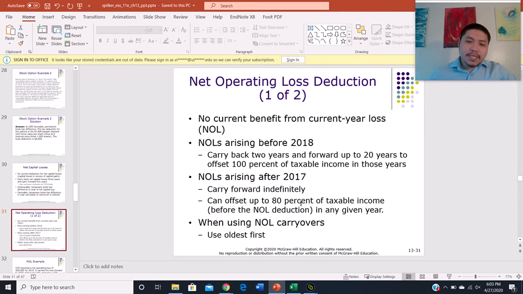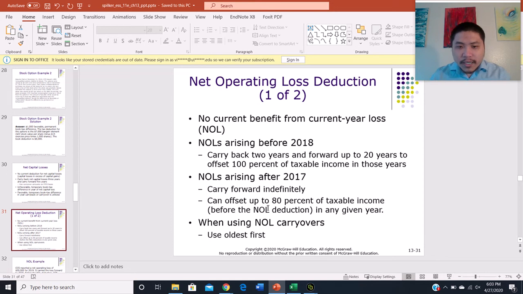And then for the net operating loss that occurs after 2017, the company cannot carry back, right? Before, the company could carry back 2 years, but now for net operating loss that occurs after 2018, they cannot carry back. They can only carry forward, but can carry forward indefinitely. All right.